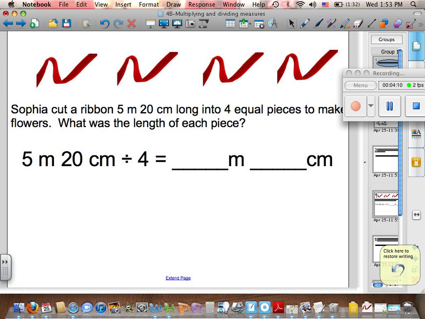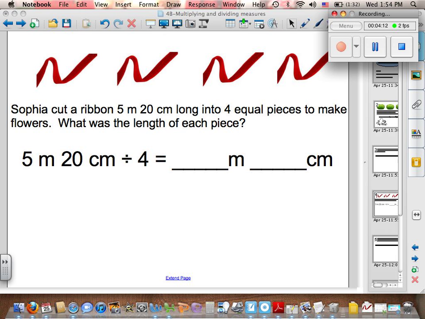Next, we're going to be talking about division. Sophia cut a ribbon, another fine name. Sophia cut a ribbon 5 meters, 20 centimeters long into 4 equal pieces to make flowers. What was the length of each piece? If she cut a ribbon 5 meters, 20 centimeters long, that was the length of the whole ribbon, into 4 equal pieces, what was the length of each piece? So we have to take the length of the entire piece of ribbon and divide it by 4.